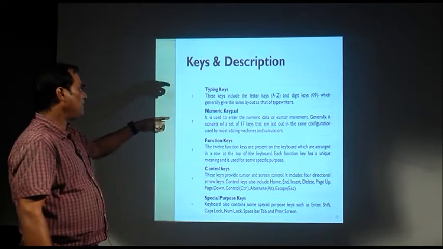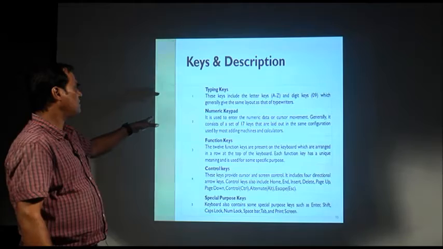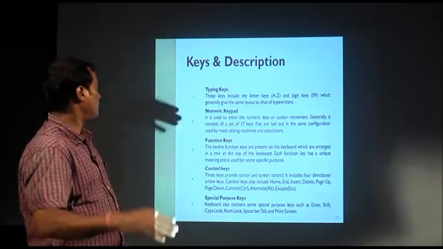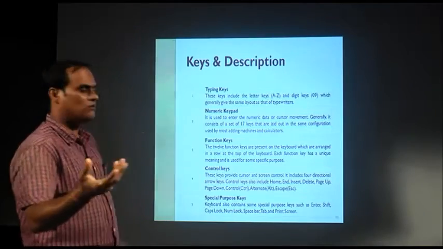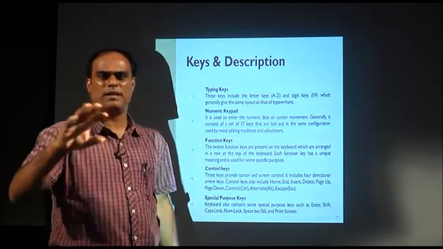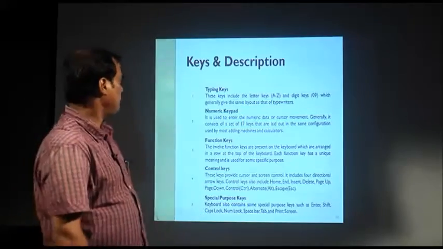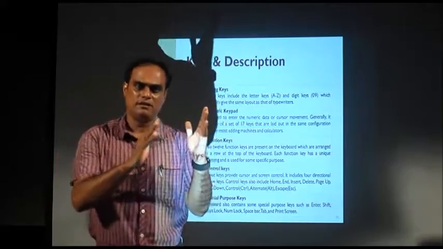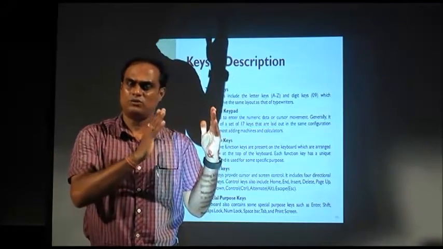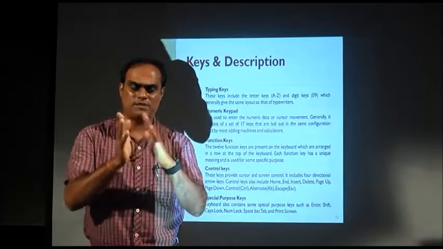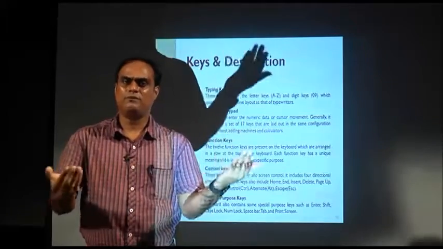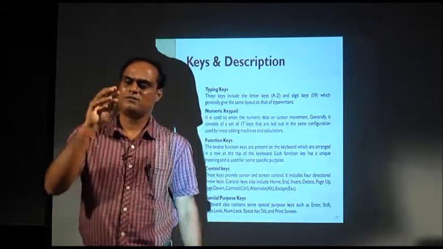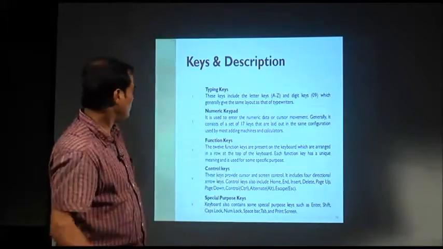Next is the numeric keypad. It consists of a set of 17 keys, the same configuration used by most adding machines or calculators, like plus, minus, multiplication. These are all the numeric keypads. Numbers alone are not sufficient, because numbers are 0 to 9. But when we need addition, multiplication, subtraction, how will we give them? So that is why these numeric keys are there.